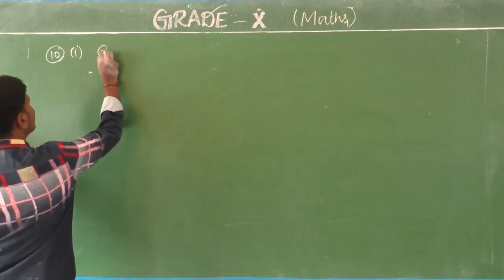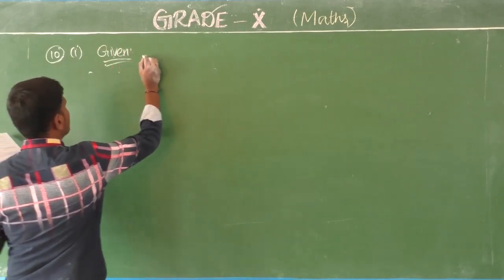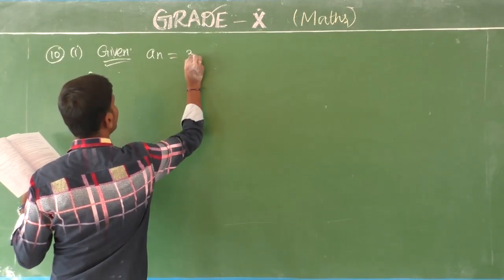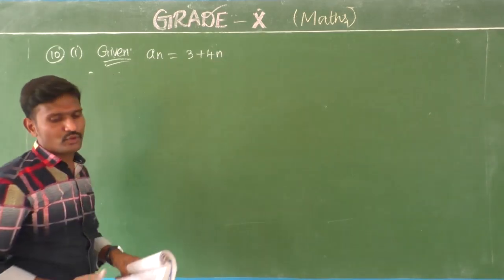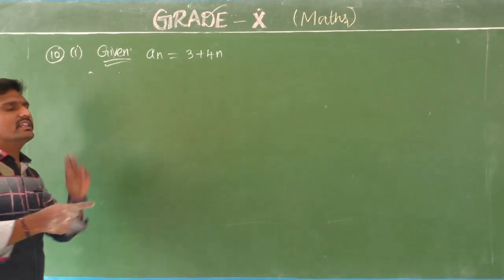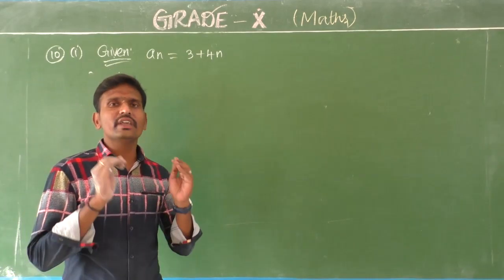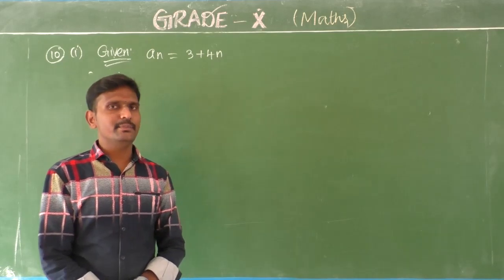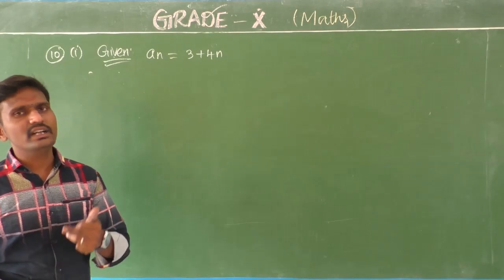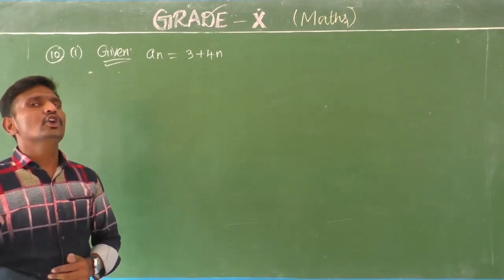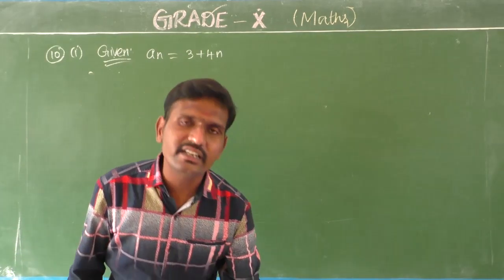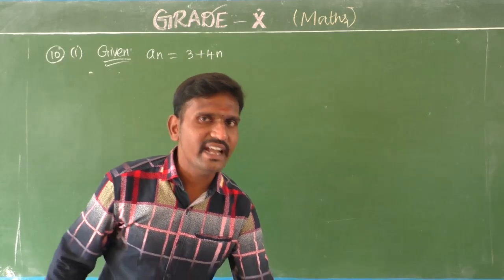Now what is given? AN equal to 3 plus 4n. Here only the nth term is given, so we need to find the first 3 or 4 terms to get the AP, and then use the AP to get the values of a and the common difference. Then you substitute to find the sum of how many terms they are asking: the sum of first 15 terms. So use that formula.